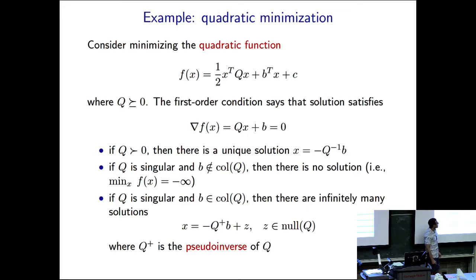And this is just a basic application of linear algebra. If Q is singular and b is not in its column space, then there is no solution to this linear system, right? So that means that there'll be no minimizer to this quadratic. And if Q is singular and b is in its column space, then I can find infinitely many solutions to this linear system. So there are actually infinitely many minimizers to this quadratic.